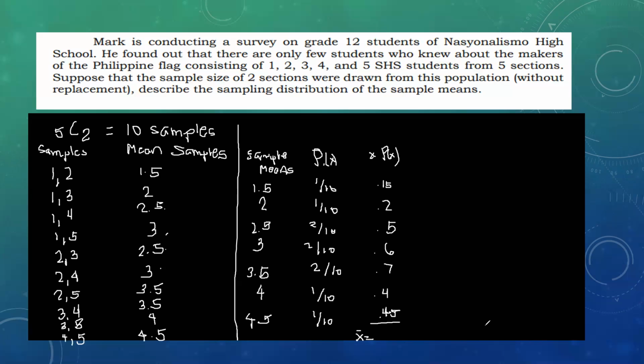So i-add natin, that's 0.15 plus 0.2 plus 0.5 plus 0.6 plus 0.7 plus 0.4 then plus 0.45. So the answer is 3. Okay, so we have our 3 as our mean. So ang mean natin is 3. So pili na tayo dito.